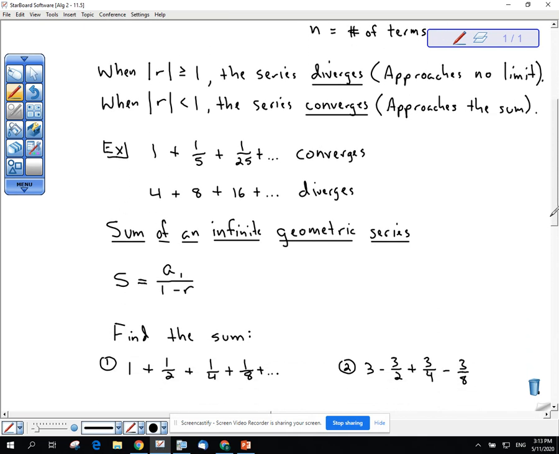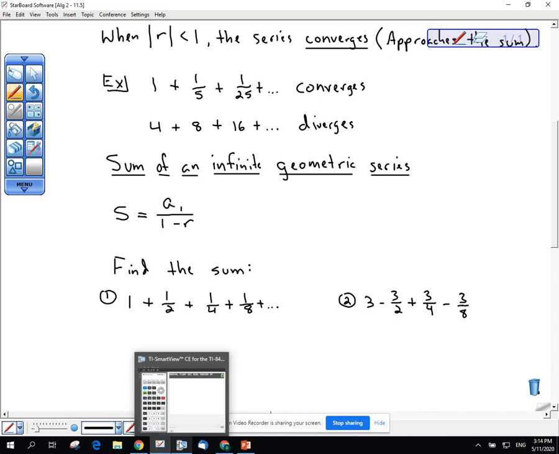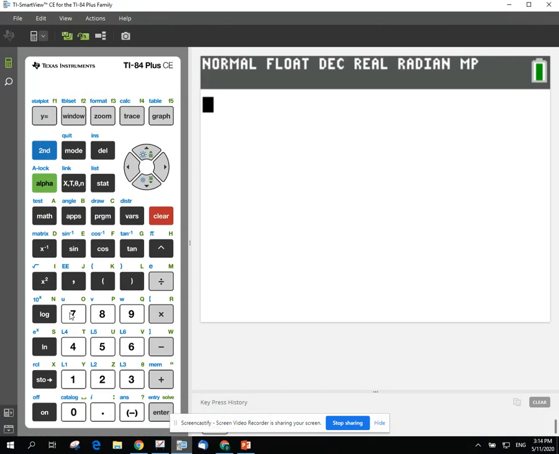So there's two examples. Now, when it comes to infinite, that's what these are with dot, dot, dot, it means infinite. When it comes to an infinite geometric series, if it converges, then we can get the sum, and that sum is this right here. In fact, let's do the first example on the calculator, and I'll show you what it's converging to, okay? So I'm going to go over to the calculator, and I'm going to add 1 to a half to a fourth to an eighth, and you can just watch.